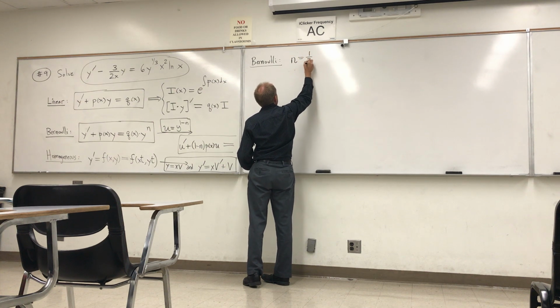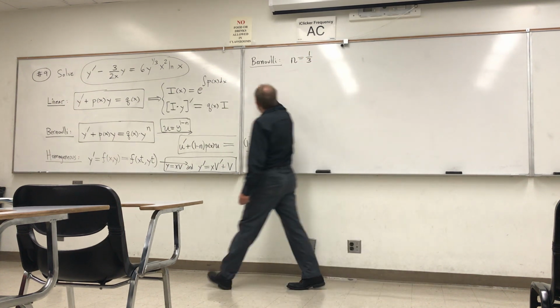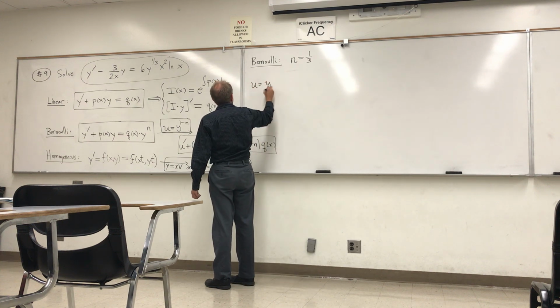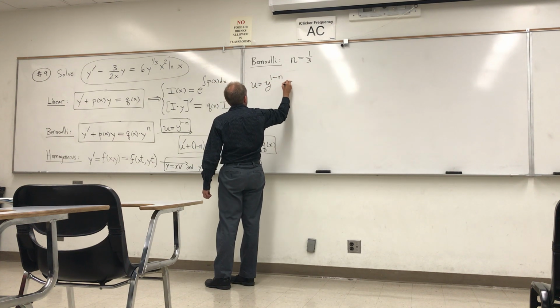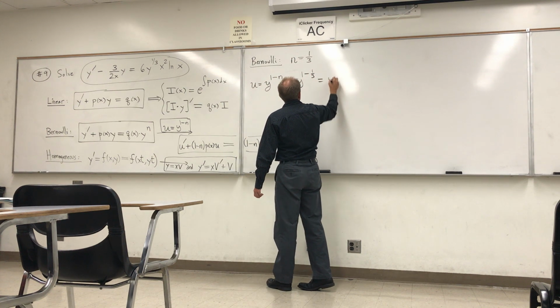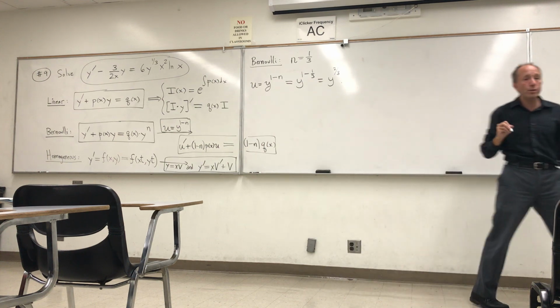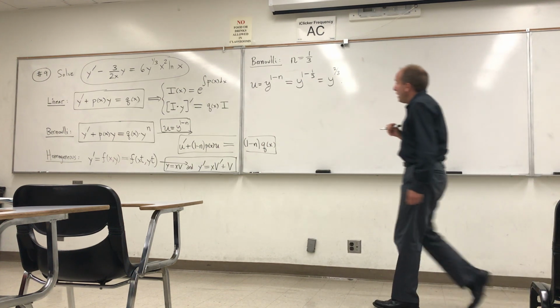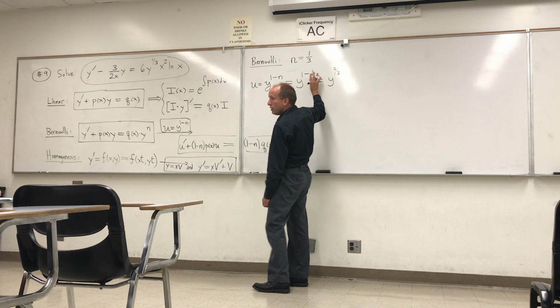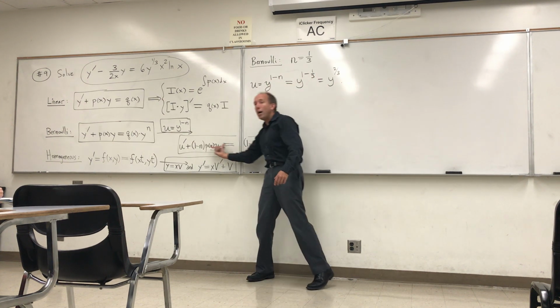So n is 1/3. So we're going to do a change of variables, which is going to be u equals y to the 1 minus n. So that would be y to the 1 minus 1/3, or in other words, y to the 2/3. So u equals y to the 2/3. And you don't really need to use that yet. I just like to write it down, but then we're mainly going to go to this box right here.